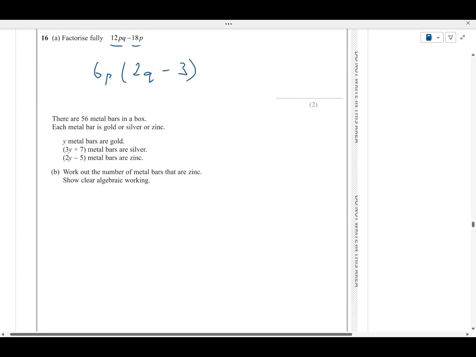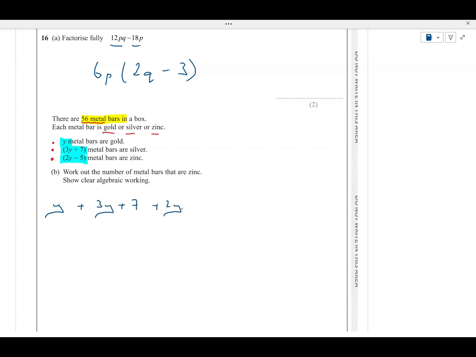There are 56 metal bars in a box. Each metal bar is gold or silver or zinc. Y are gold, 3y plus 7 are silver, 2y minus 5 are zinc. Work out the number of metal bars that are zinc. I know that in total there are 56, so y plus 3y plus 7 plus 2y minus 5 must equal 56. And there's an equation that I can solve to find y.